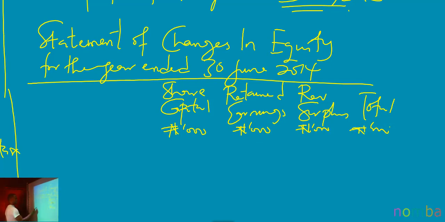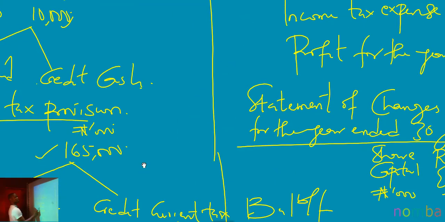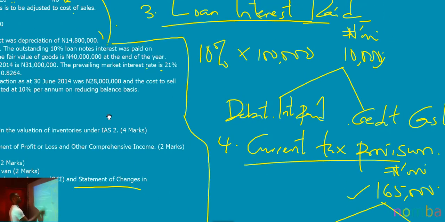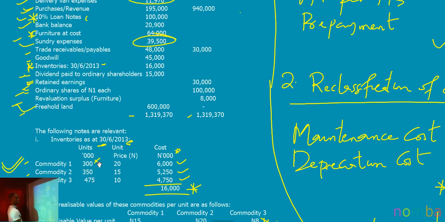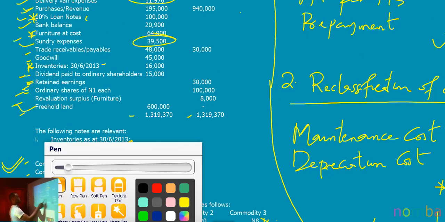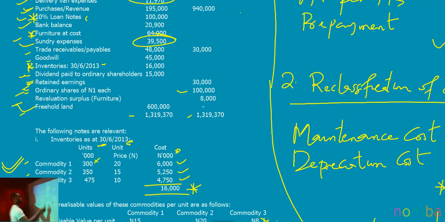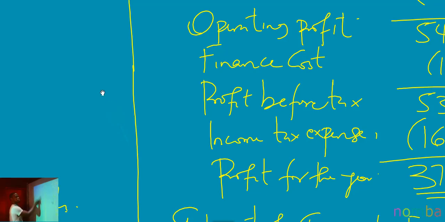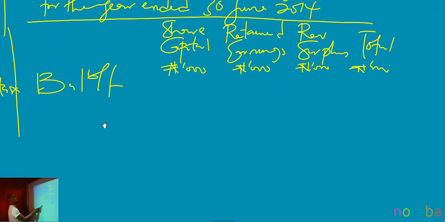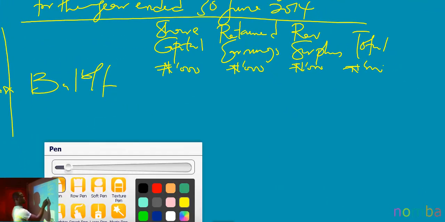So the balance at the beginning of the period, which is the balance brought forward, we just pick the figures from the question. At the beginning of the period, the ordinary shares was 100,000. The retained earnings is 30,000. The revaluation surplus is 8,000. So 130 and 8,000. We have 100,000.